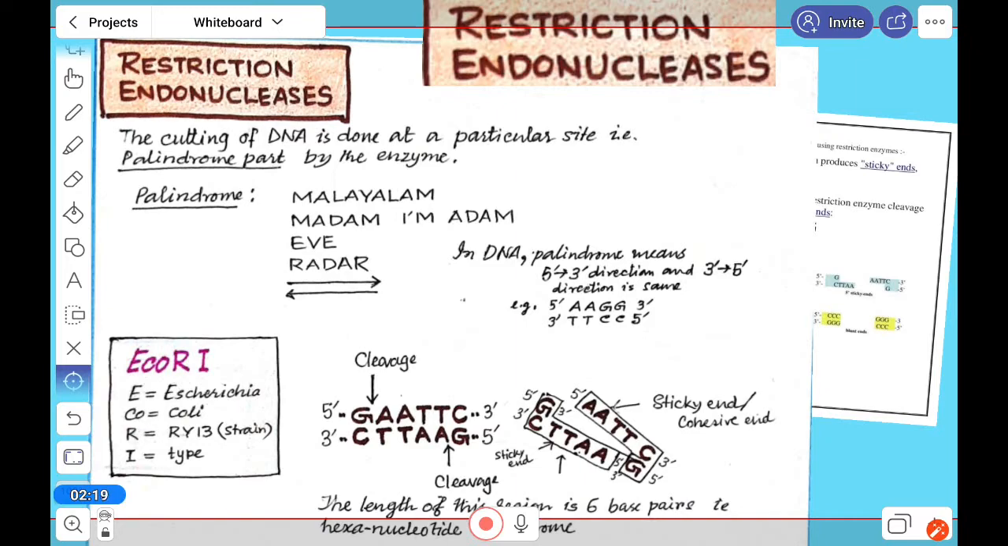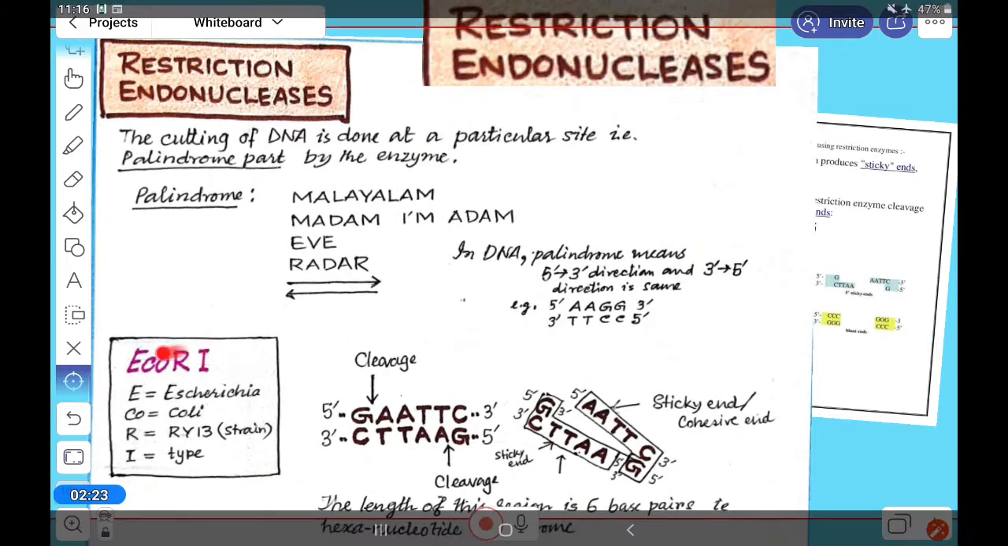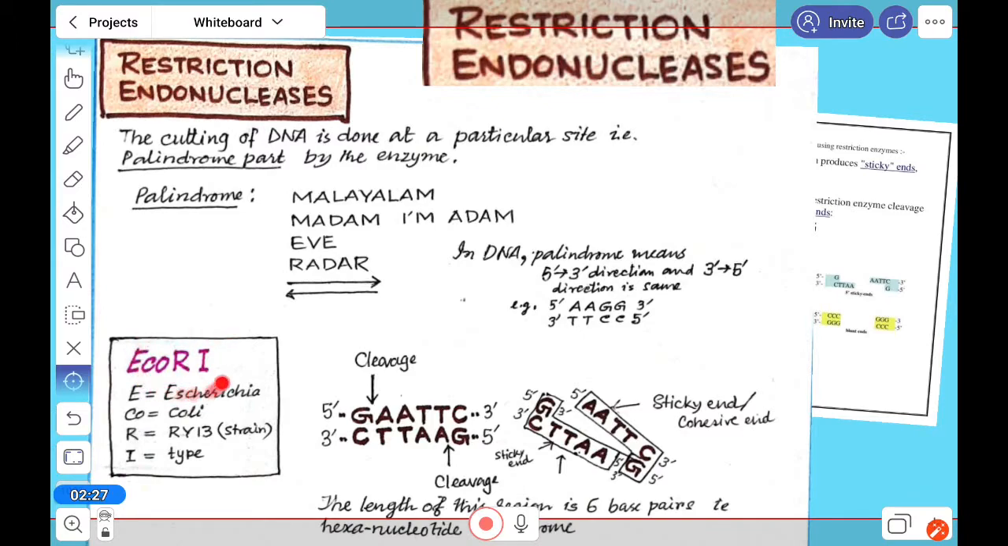All right. Now take a look here at EcoRI. EcoRI is very popular and very important. Here Eco means Escherichia coli. R is a certain strain, strain RY13, and I is the type. Already it is discussed that there are 3 types, 1, 2 and 3. So here it is this.